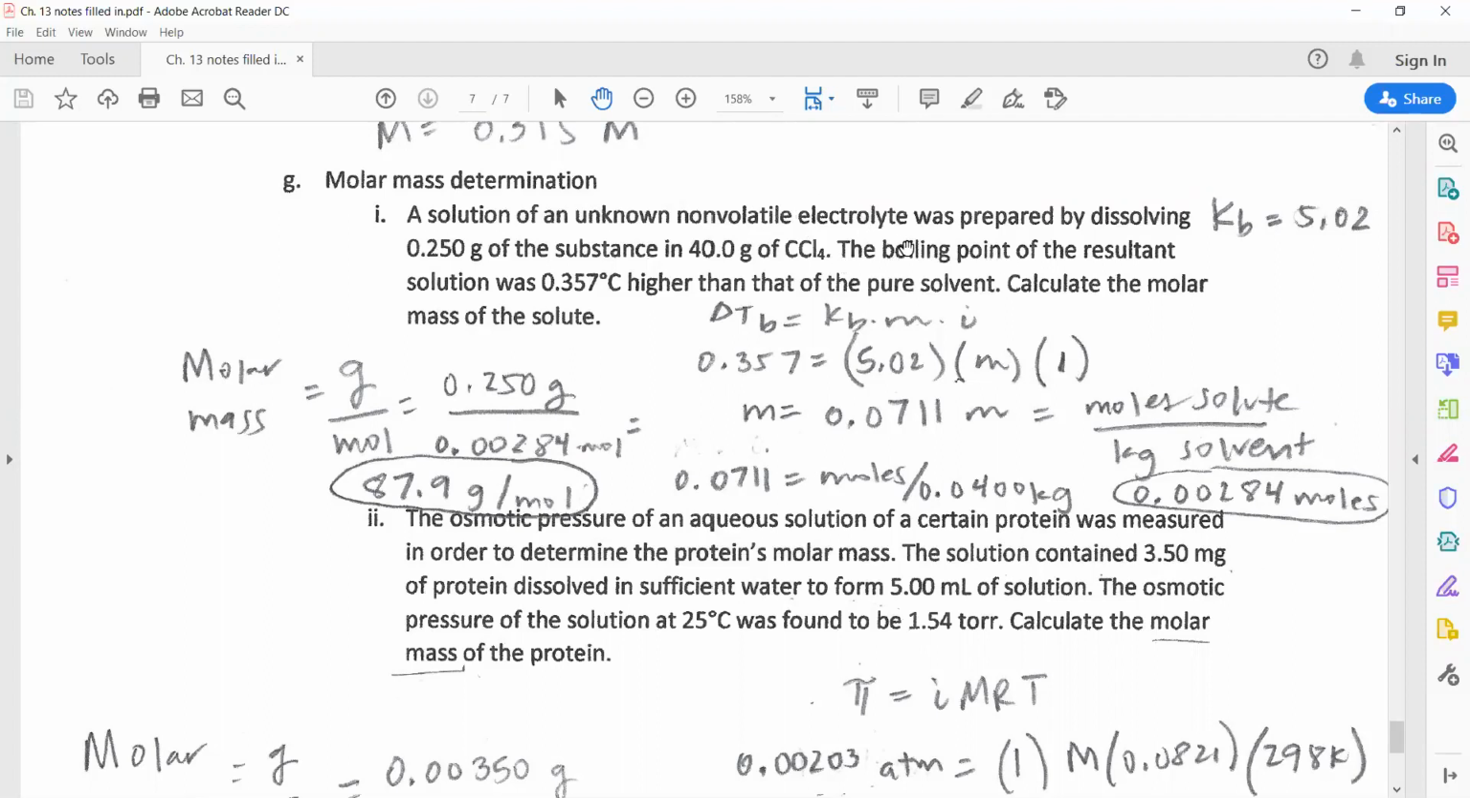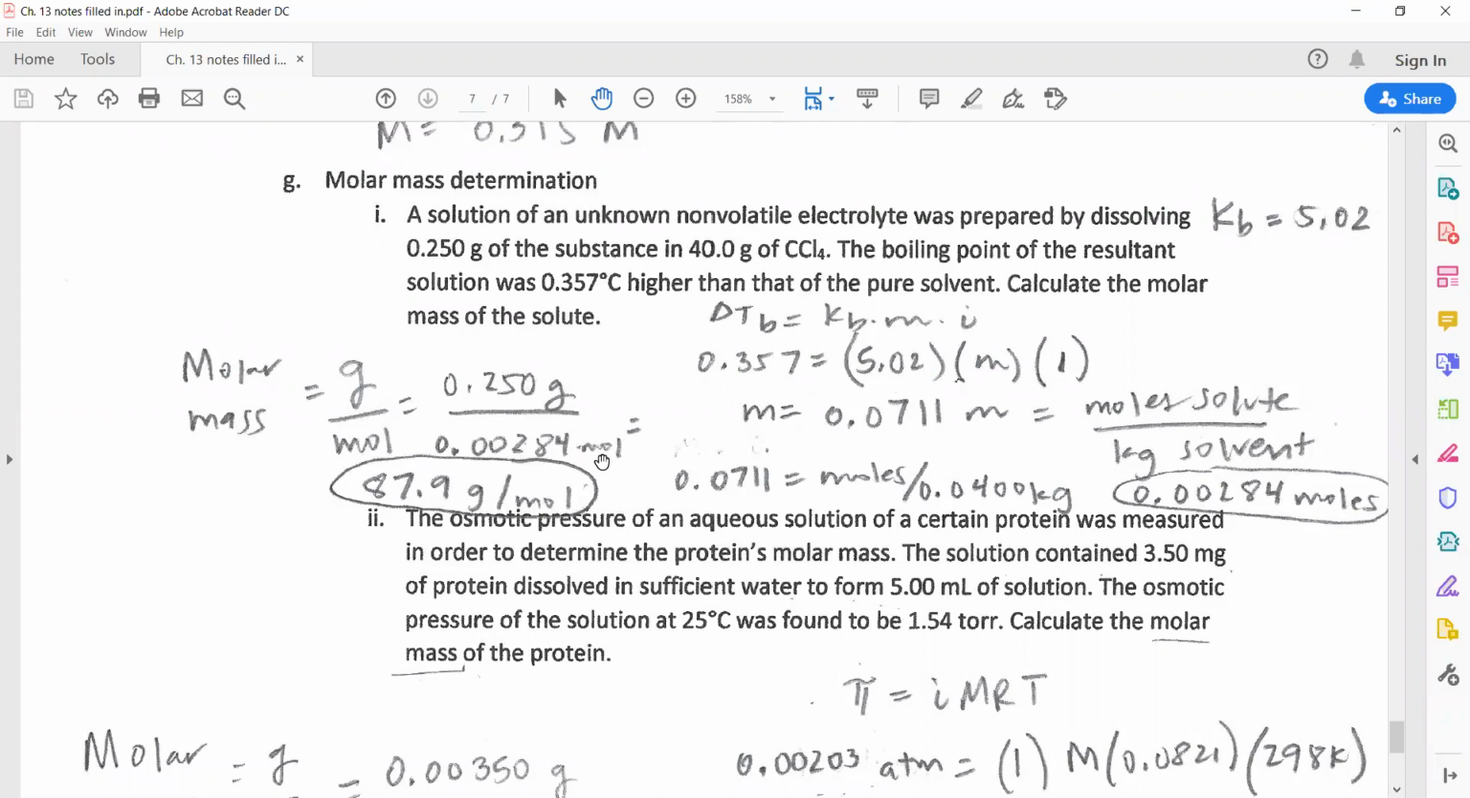So here, if we're working with boiling point, what I do is find the equation that helps me with boiling point. So delta Tb equals Kb times molality times i. Another thing to notice is that if you are looking for molar mass, what you are really looking for is how many grams are present and how many moles are present, because we're looking for this ratio. So I go through my given information, and I already know the grams that are present. It's 0.250 grams of the substance. It's a mystery substance, but I do know how many grams.